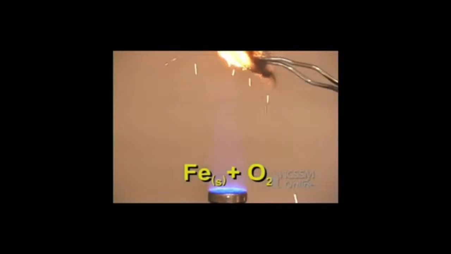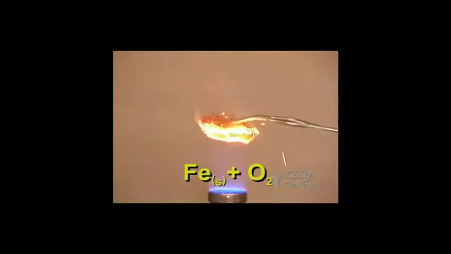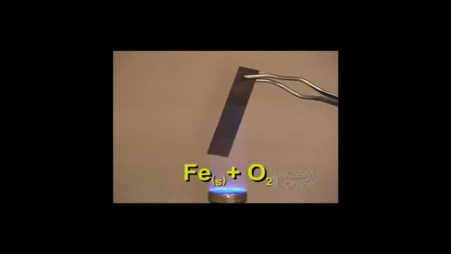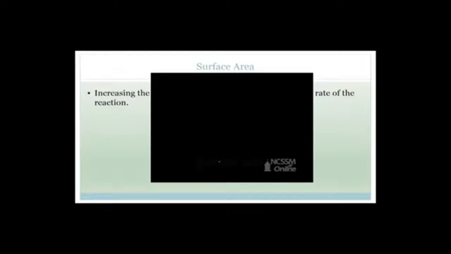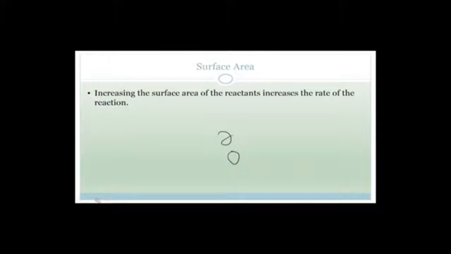So there you've got your iron filings effectively, and look how quickly that reaction is happening. Those things are burning and getting red hot, or almost white hot. Whereas if you've got a solid piece of iron, look how slowly it's reacting. You will notice over here that it slowly starts getting a bit red. So you can see that the solid takes a much longer time to react.